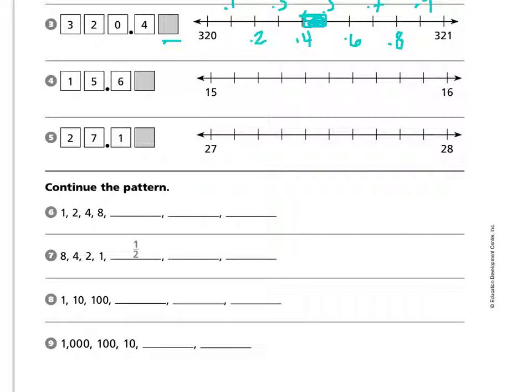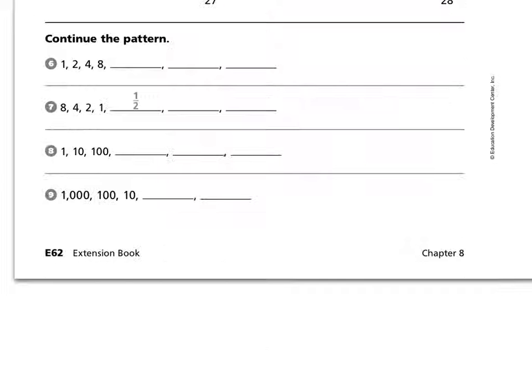For 6, 7, 8, and 9, we're going to be continuing the pattern, so we first need to define what the pattern is. So it could be adding, subtracting, multiplying, or dividing. So I'm just going to go ahead and start guessing and checking what the pattern might be. Between 1 and 2, it's +1. Between 2 and 4, it's +2. Between 4 and 8, it's +4. So if I look at this, I know that I'm just adding what the number is. So the next number would be +8.